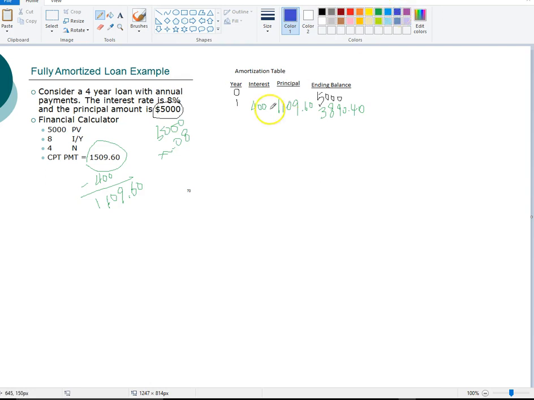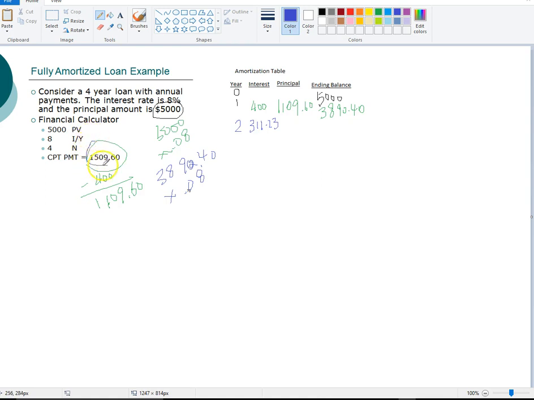Next, we're going to move on to year two. So we do something similar. In year two, we once again look at how much we owe the bank in terms of interest. In year two, our interest is based on the new ending balance. So in year two, we owe the bank $3,890.40 as our balance. And we have to pay interest on that, and the interest is 8%. So it turns out that our interest in the second year is $311.23. So the key is that each year our interest is based on the new ending balance.